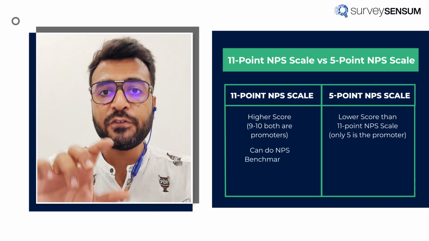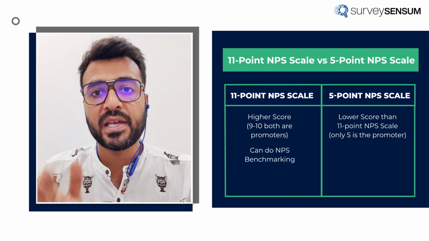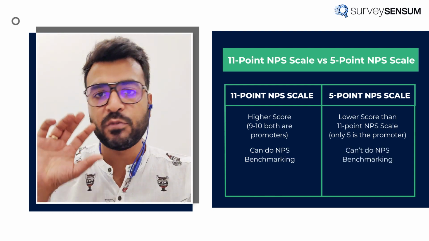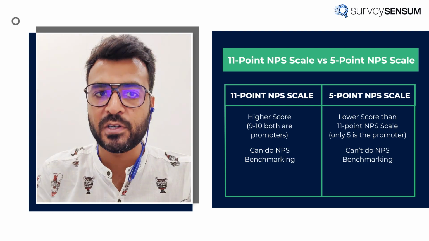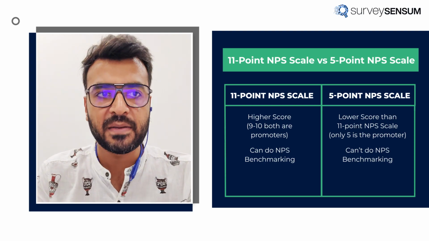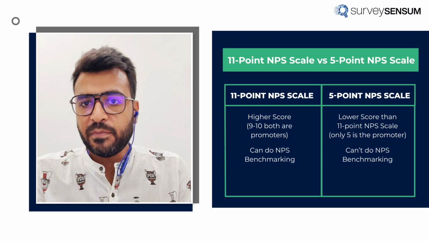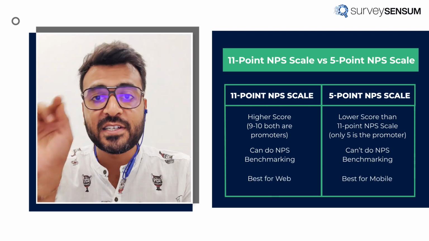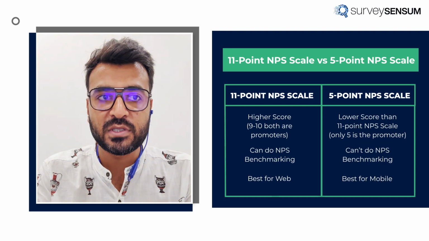The second thing is, if you do NPS benchmarking, meaning comparing your NPS scores with competitors, with a 5 scale, you cannot do that, because if you are measuring on 5 and most of the competition is measuring on 11, you'll not be able to compare scores. That is not an apple-to-apple comparison. Also, the 11-point scale is widely used, but if you answer it on mobile, you'll see how small the circles or boxes get for a person to choose an answer on.